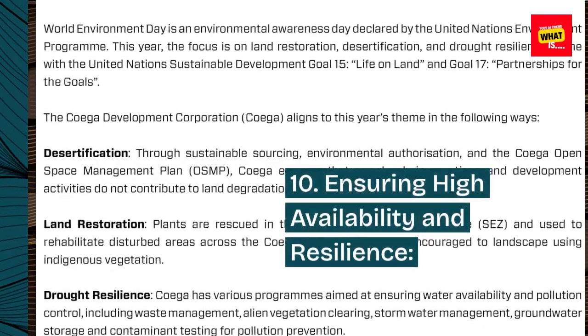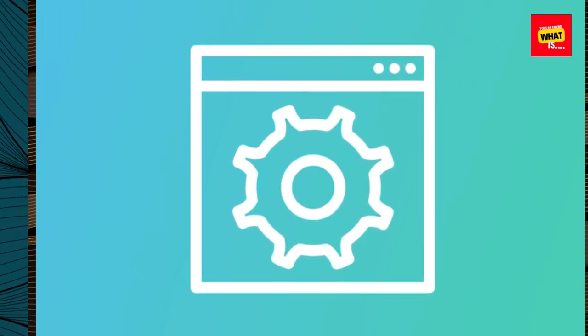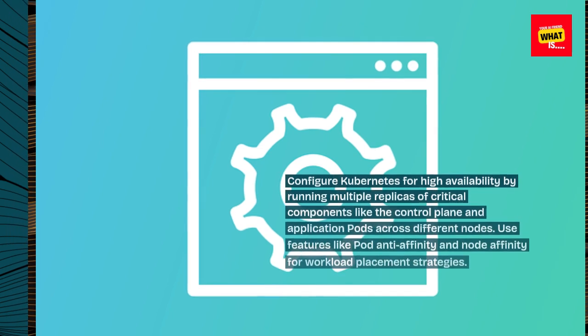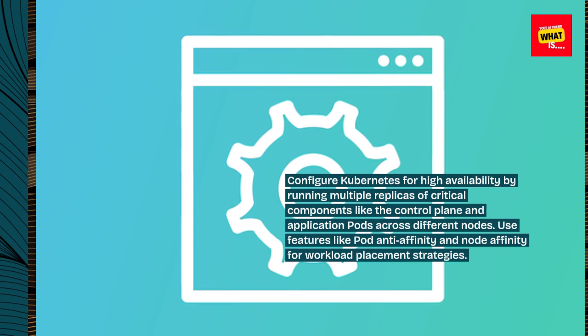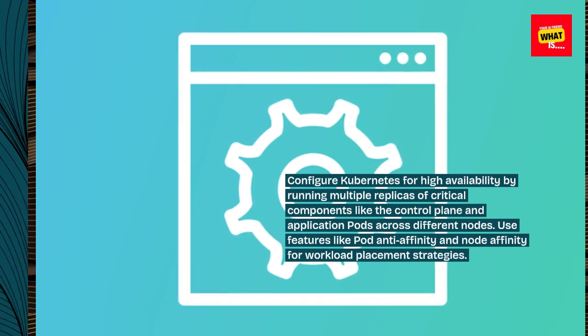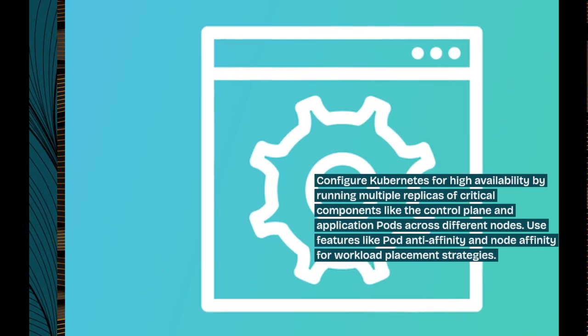10. Ensuring high availability and resilience. Configure Kubernetes for high availability by running multiple replicas of critical components like the control plane and application pods across different nodes. Use features like pod anti-affinity and node affinity for workload placement strategies.